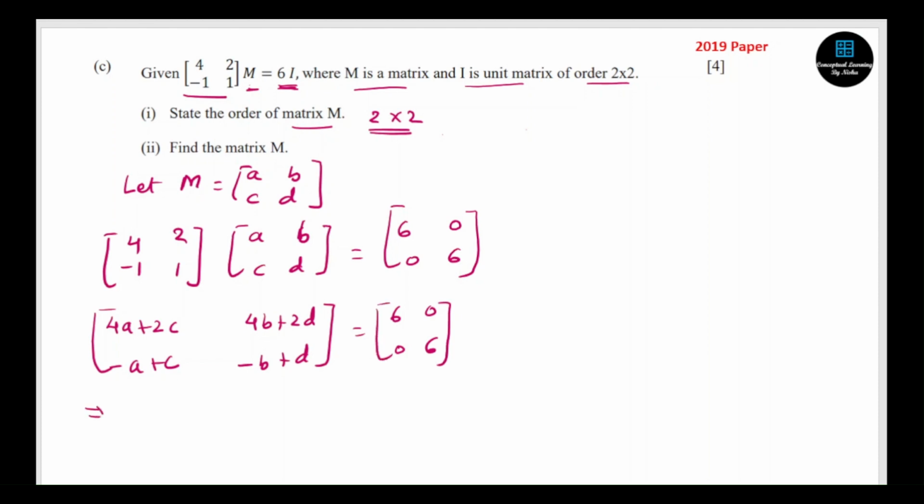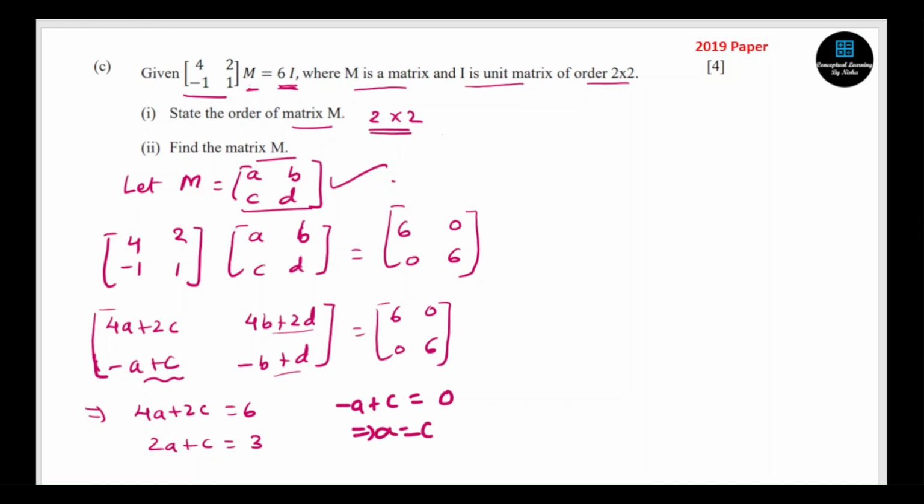So what do we get? Let me write it. 4a plus 2c equals 6. And now when I divide all of them by 2, what do I get? I'll get 2a plus c equals 3. Now minus a plus c equals 0, right? When you equate, you get a equals c.